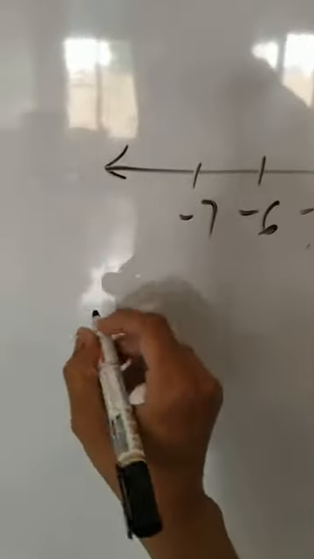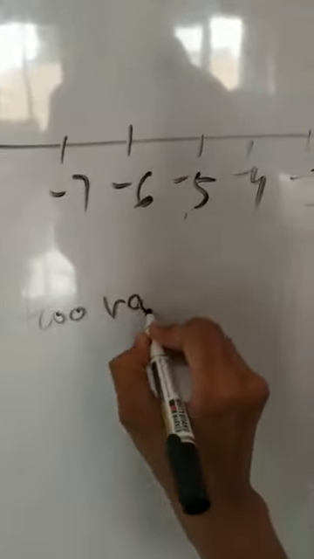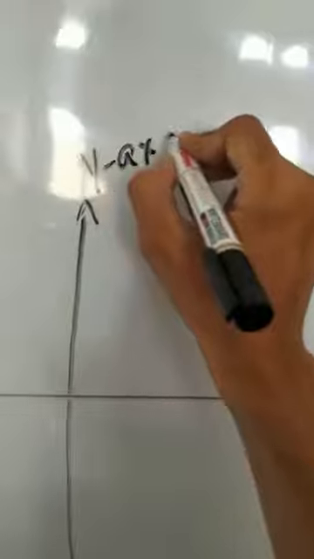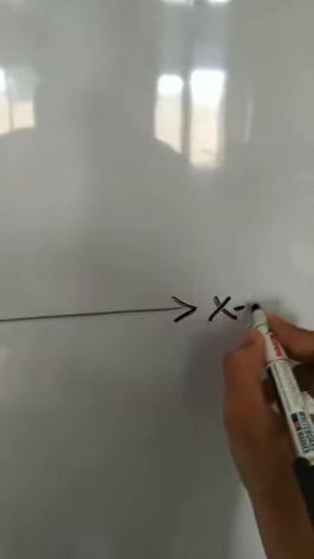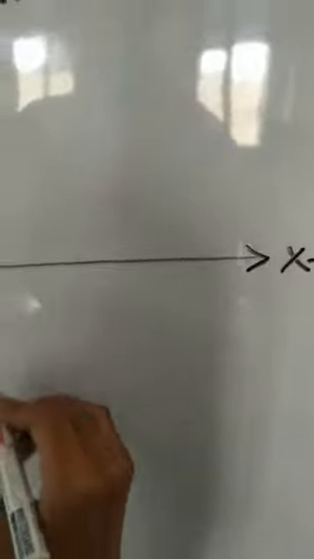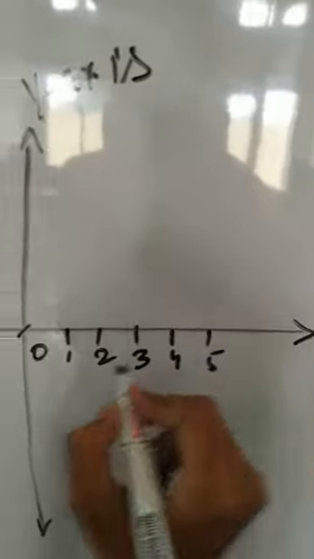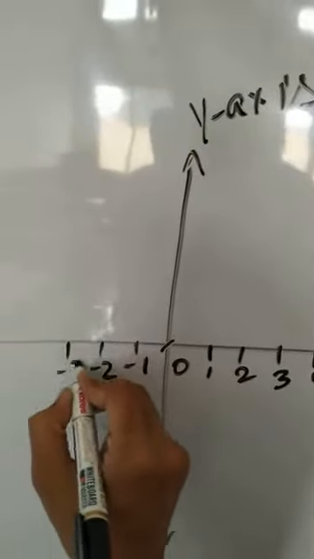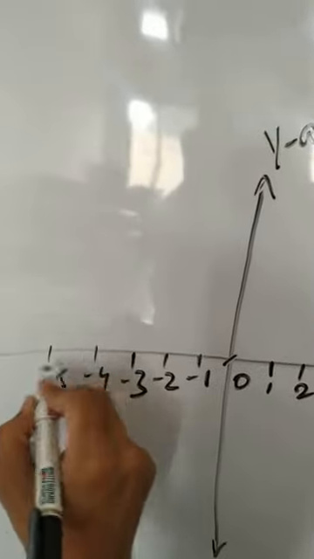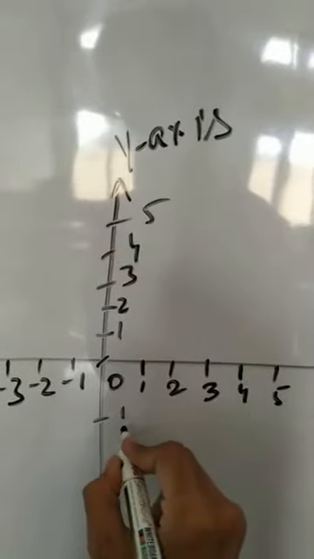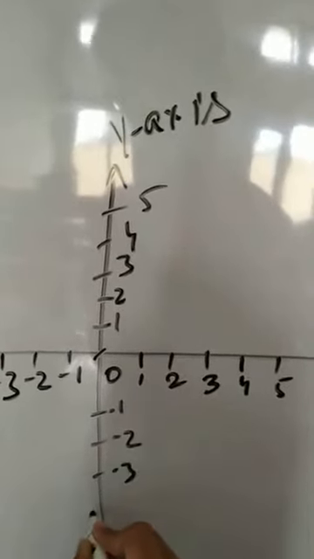And in two variables, draw a graph, x-axis and y-axis. This is the y-axis. This is the x-axis. So this is the origin: 1, 2, 3, 4, 5, -1, -2, -3, -4, -5. Here 1, 2, 3, 4, 5 and -1, -2, -3, -4.